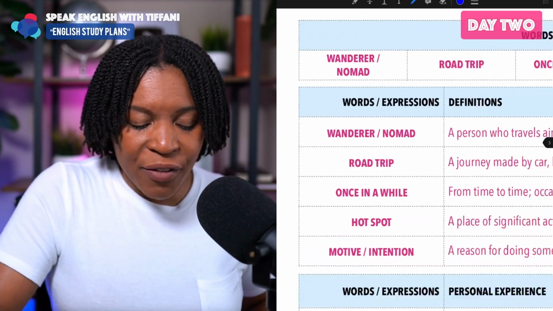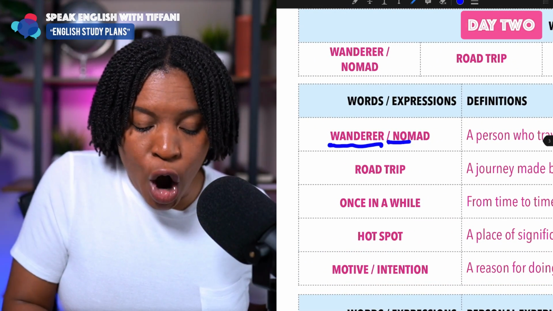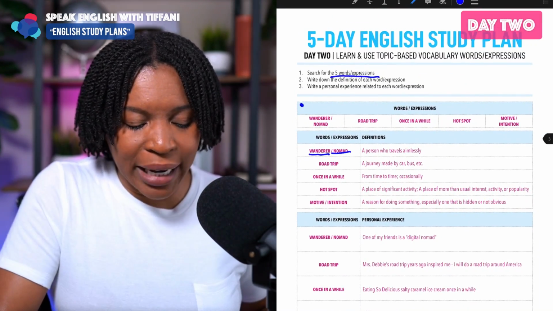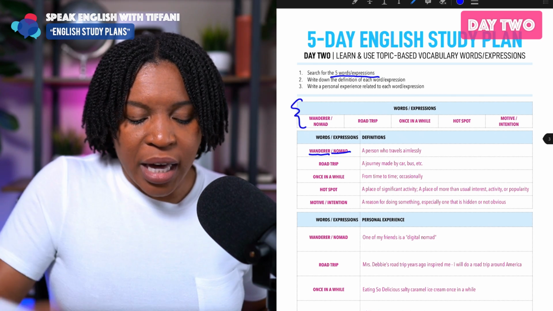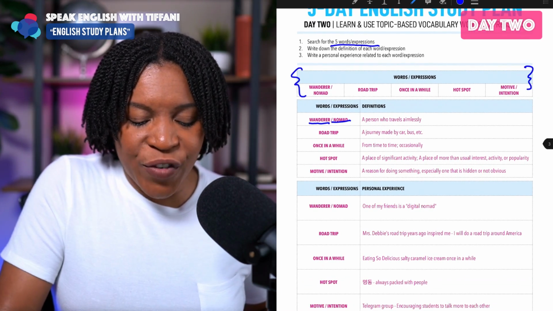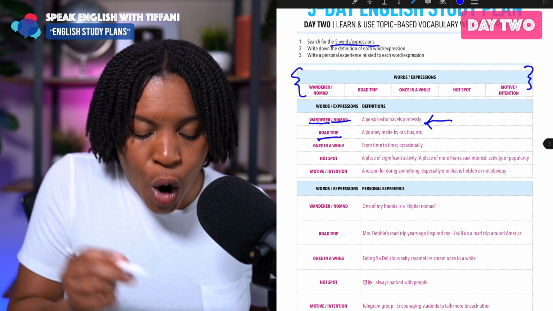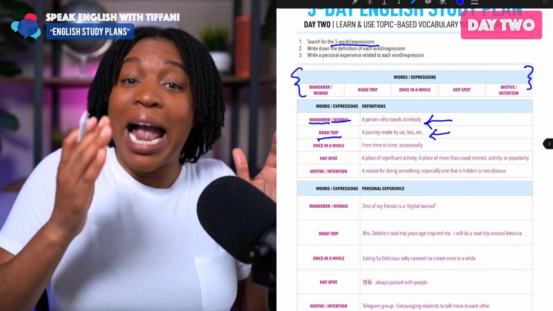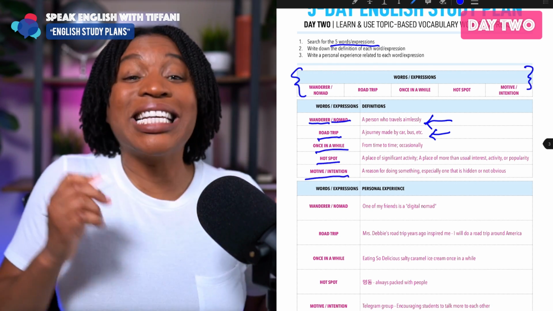So my first word is wanderer or nomad. I found the word. I have all the expressions right here up top. You see these right here? Let me do that one more time for you. These are my words and expressions. Now I'm writing the definitions right here. A person who travels aimlessly. Road trip, a journey made by car, bus, etc. Again, I have my words and my expressions related to the topic.